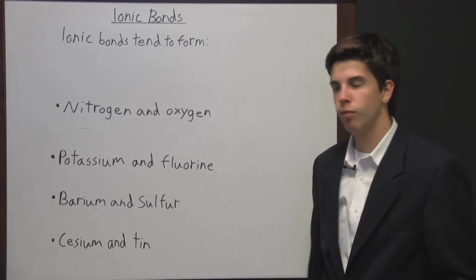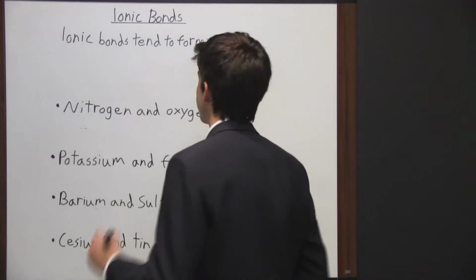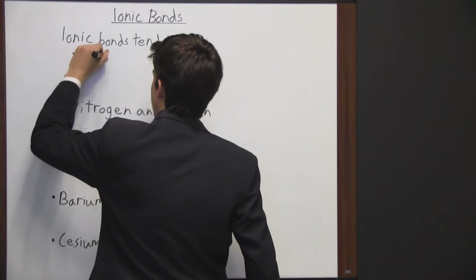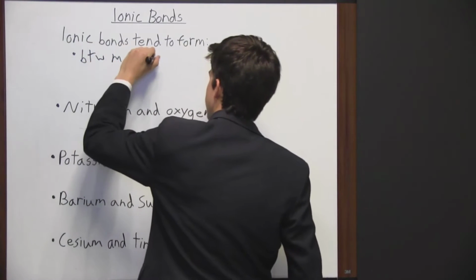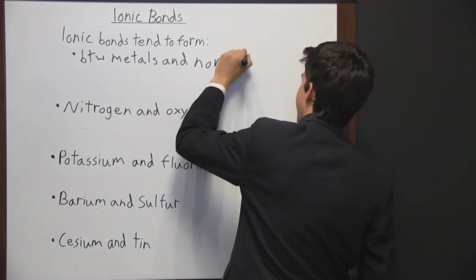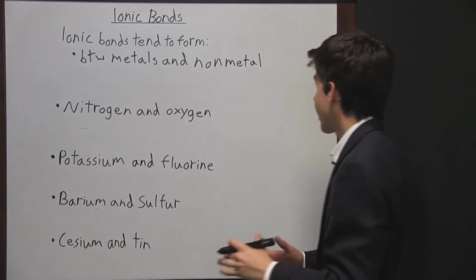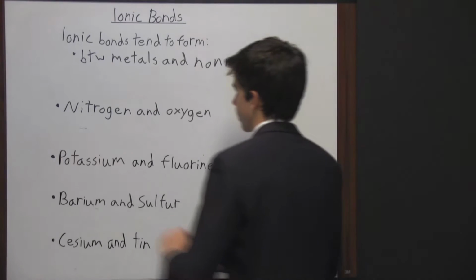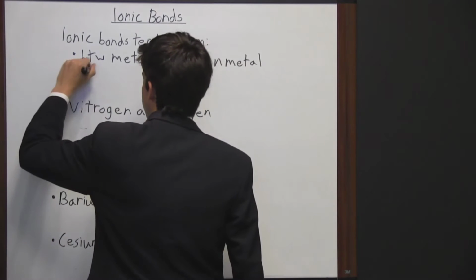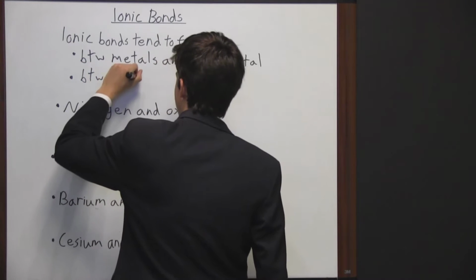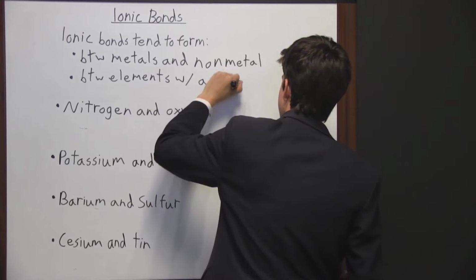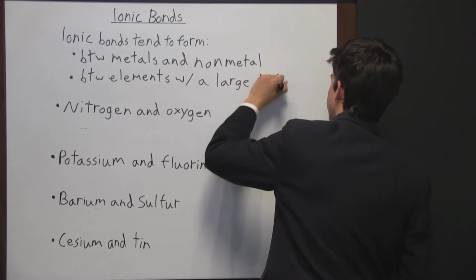Ionic bonds tend to form under two certain criteria. The first is ionic bonds tend to form between metals and nonmetals. So if you have two elements and one's a metal and one's a nonmetal, an ionic bond is likely to form. Now the second criteria is that ionic bonds tend to form between elements with a large difference in electronegativity.